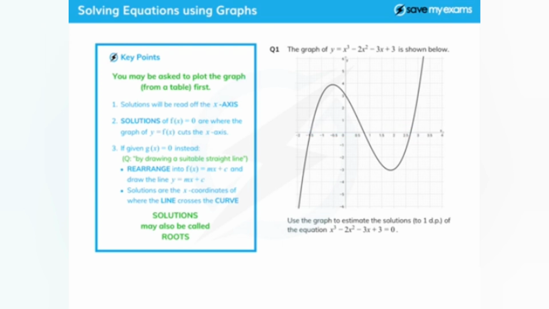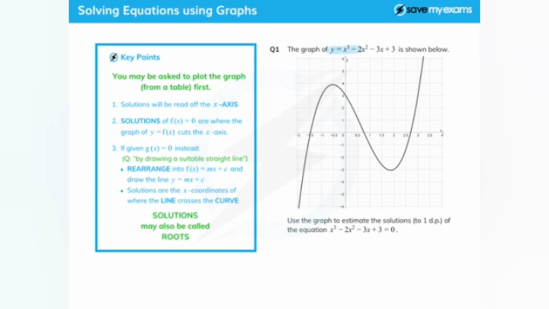Now, if you're given a graph of y equals f of x, then the solutions of f of x, whatever that happens to be, equals 0 are just where the graph cuts the x-axis. Okay, now we're going to pause there in our key points and actually do question 1. We'll look at the next bit in a minute. So question 1 is just that.